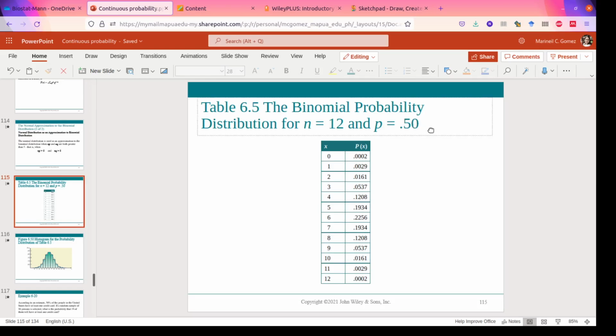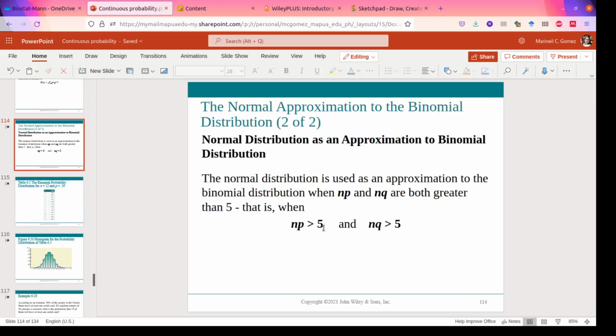So p is 0.50, that means the undesired outcome q is also 0.50, because 1 minus 0.50 is equal to 0.50. 12 times 0.50 is 6, and 12 times 0.50 is also 6 for q. So np and nq are both greater than 5, so this applies. That means that for you to use the standard normal distribution curve for your binomial experiment, you need at least 12 trials for a success chance of 0.5. If your success chance is 0.6, you must have more than 12 trials, because both np and nq must be greater than 5.